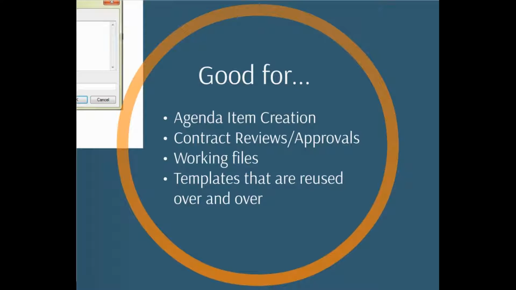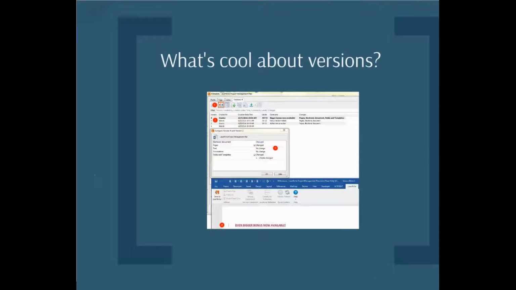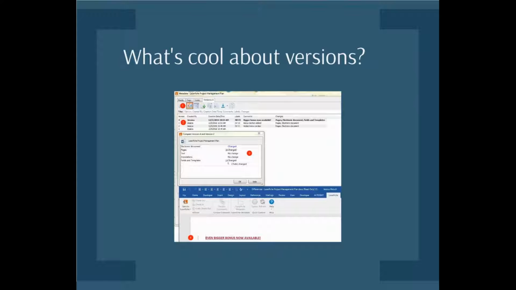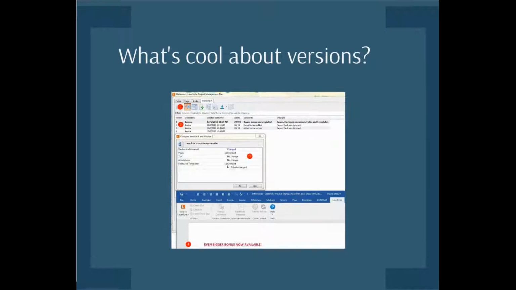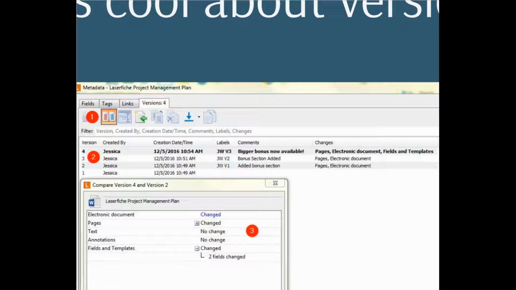Versions are good for creating agenda items, for instance, where an initial document is drafted, but then it gets routed to other people in the organization for collaboration or approval. Could be used for contract reviews or approvals, where, again, somebody creates it, but other people need to add to it or approve it or review it.